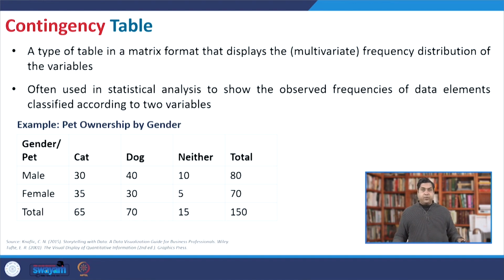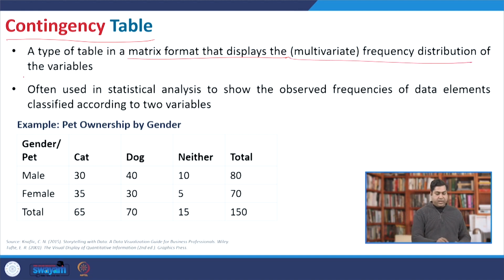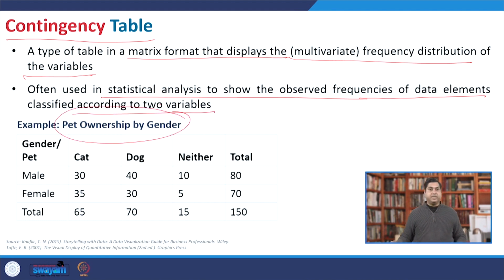Coming to the next type of table, which is also very interesting, this is the contingency table, a type of table in a matrix format that displays the multivariate frequency distribution of variables, often used in statistical analysis to show the observed frequency of data elements. They are classified according to two variables. So, say for example, this is another interesting hypothetical example, pet ownership by gender.